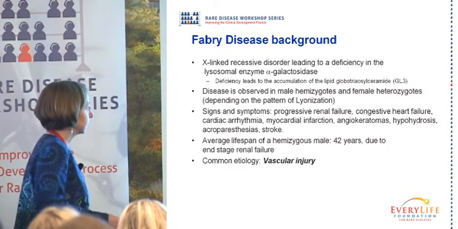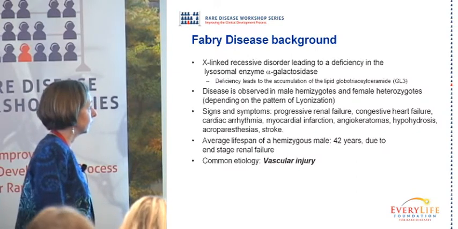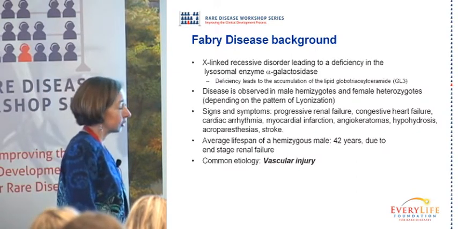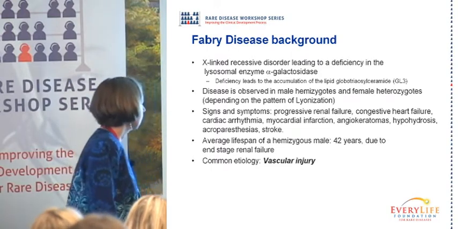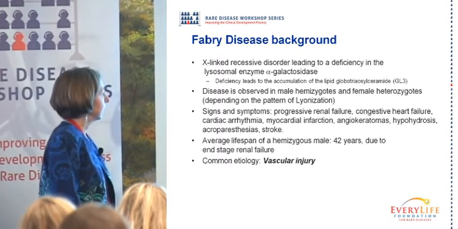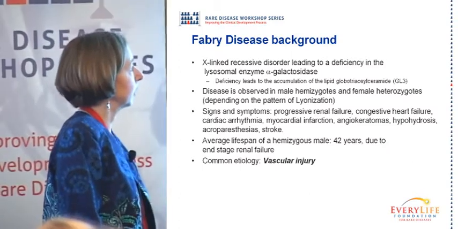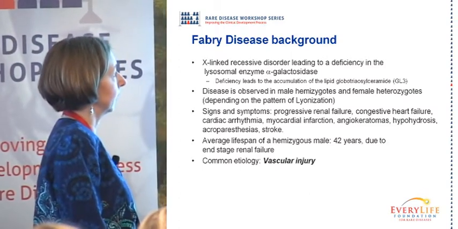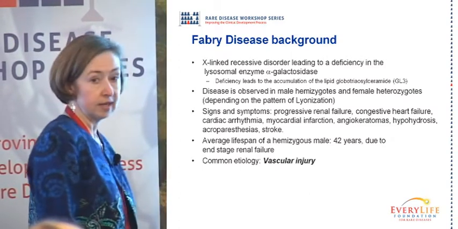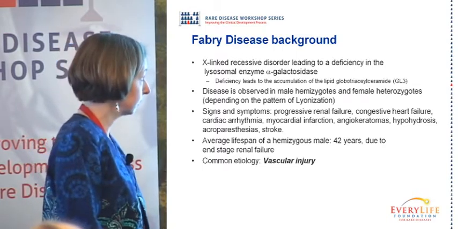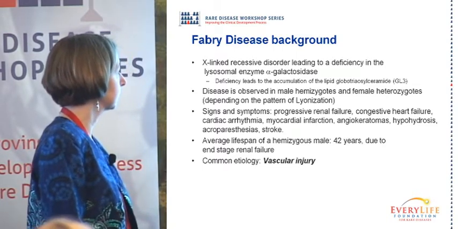This deficiency leads to the accumulation of the lipid globotriaosylceramide, or GL3. The disease is observed in male hemizygotes and female heterozygotes depending on the pattern of lionization, that's the random X inactivation that occurs in the females.